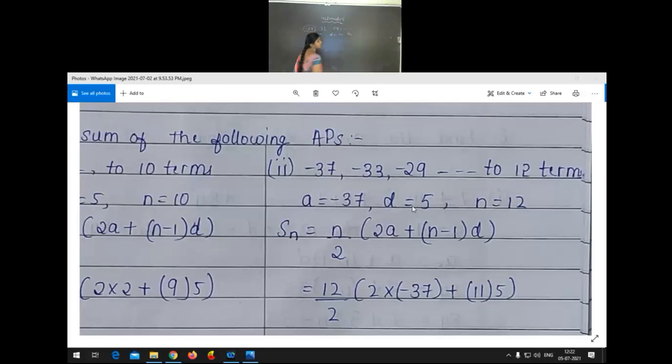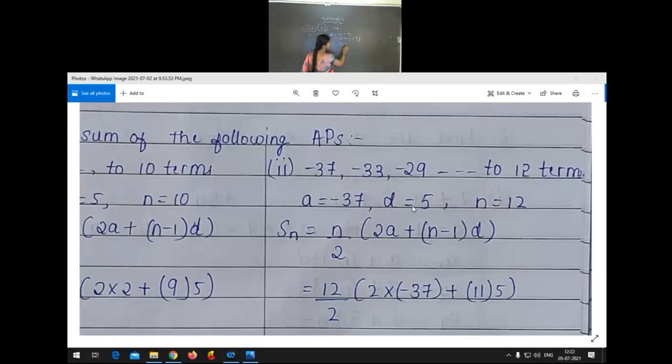While finding d, what do you have to do? Always apply the a2 minus a1 concept. The difference between the term and its preceding term. First you have to take the a2 place, which number is there? Minus 33, and in the formula, minus is there. Next, a1 is minus 37. See this, how to find the difference. A2 minus a1. A2 is minus 33, a1 is minus 37, so the difference of these two numbers.